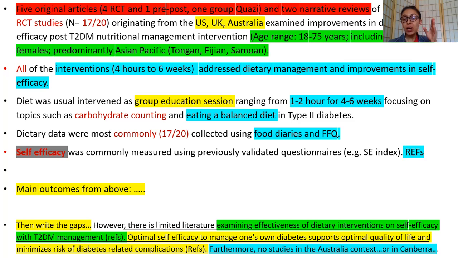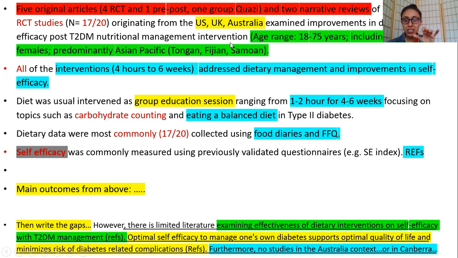17 out of 20 studies were RCTs in these 2 narrative reviews. Does that make sense? Okay. So these articles were originating mostly from Western countries like US, UK, Australia, and examined improvements in dietary self-efficacy post type 2 diabetes nutritional management intervention.